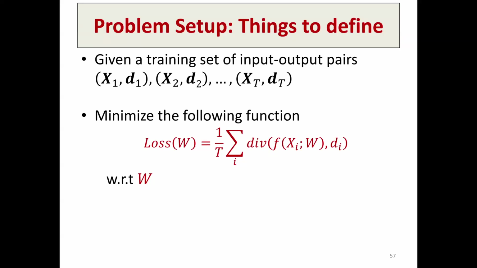The loss is the average divergence between the actual output of the network, f(x; w), and the desired output d. And this loss is what we want to minimize.